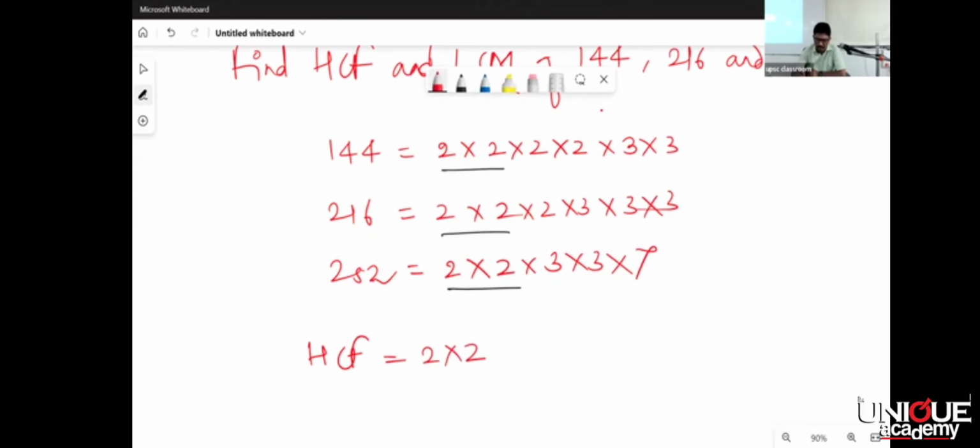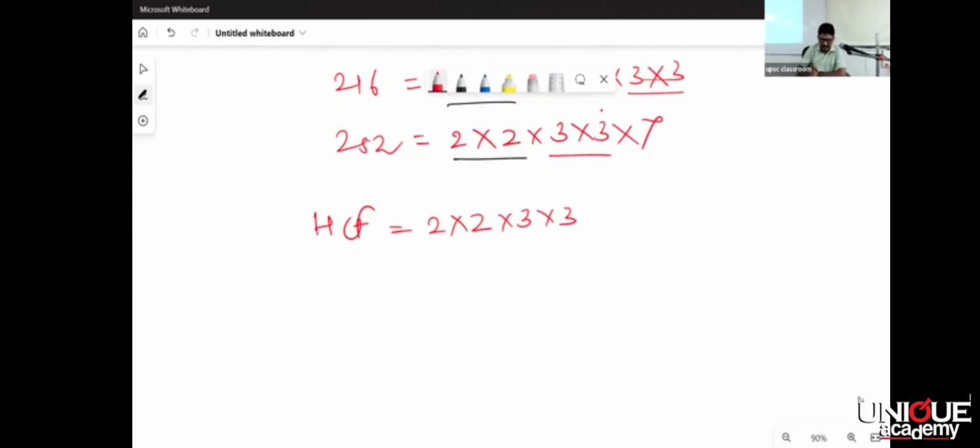Okay. Now 3 is also common to all. Again, 3 is common a maximum of how many times in all three? Again twice. Here 3 into 3, here 3 into 3, and here also 3 into 3. So into 3 into 3. Don't try to get the product. You just check this one: 2 into 2 into 3 into 3. That is the HCF.